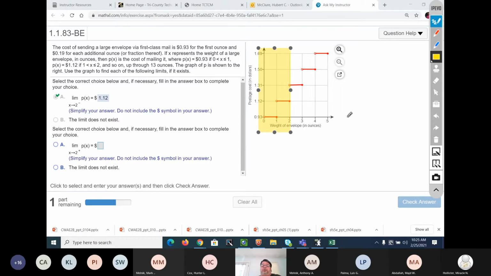As I approach 2 from the right, what am I approaching?